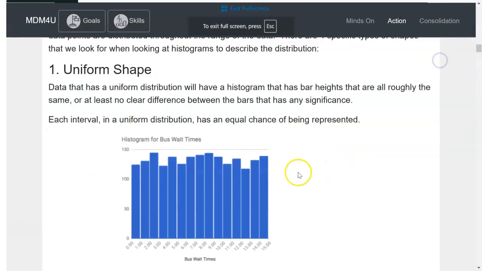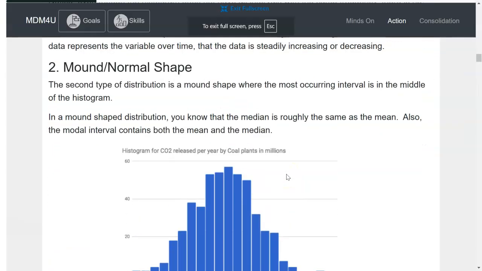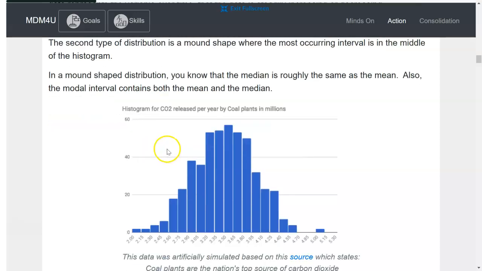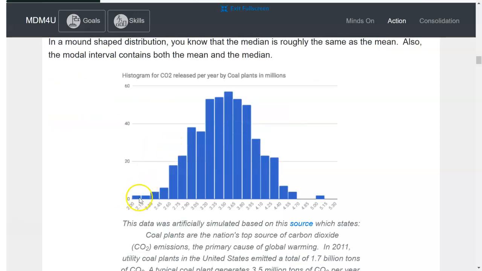The second type is normal. Okay, normal distribution, this is called mound. I haven't really heard it called that before. Mound shape or normal shape. It's a bell-shaped curve. So in real life, a lot of things occur this way, and we're going to do a lot more of this when we get to Z-scores in the next unit.